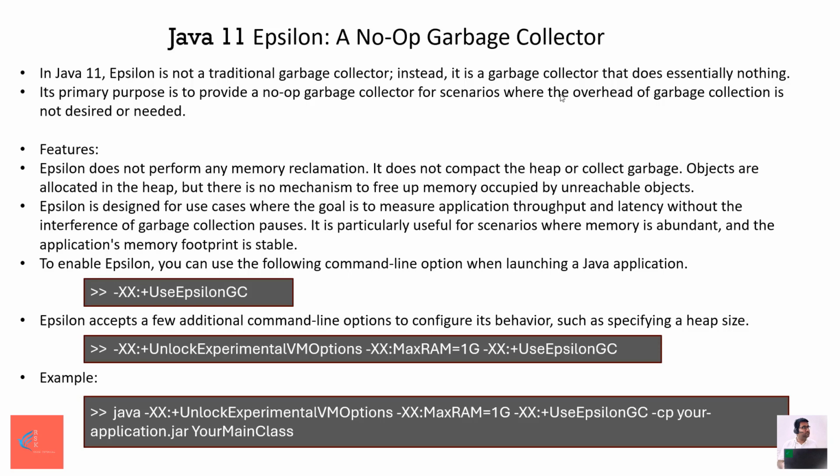We can enable Epsilon with the following command line options when we are launching our Java application. So we can use the Epsilon GC command line option. Also, we can add a few additional command line options in Epsilon to configure its behavior, such as specifying a heap size. So for specifying heap size, we can use max RAM. Here is the example of how we can run our main class using Epsilon GC.